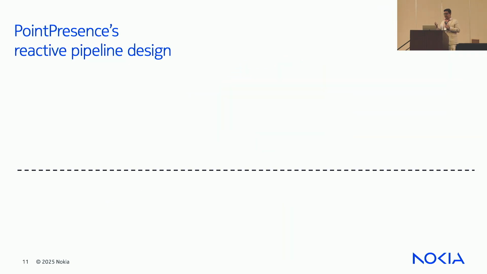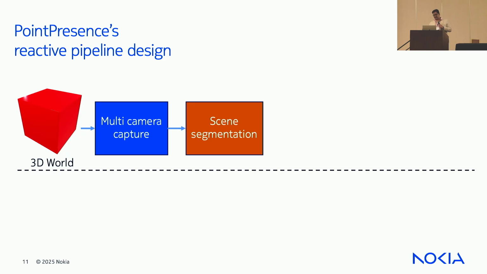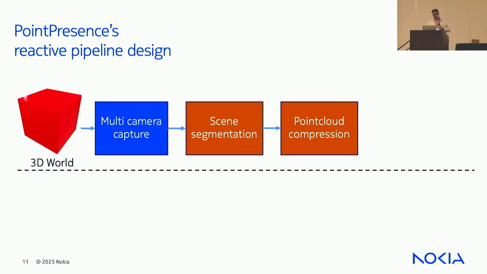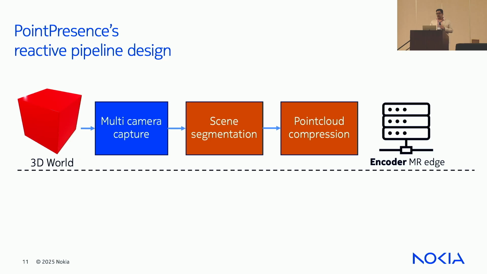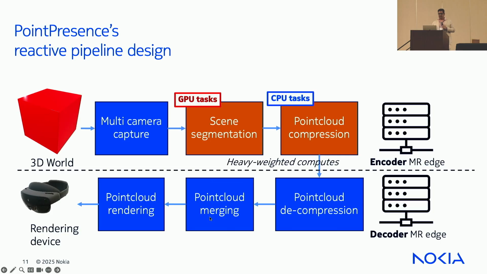And the reactive pipeline design. Let's look at the normal pipeline first. We have the 3D world. We have normal cameras to capture the world. We have the scene segmentation to filter the objects. We have point cloud compression to reduce the data size of the point cloud. This happens on what we call the encoder MRH. Then we send this compressed point cloud to another user. This decoding user does decompression of the point cloud, merges the point clouds from multiple cameras into a single model, and then renders it onto the device.